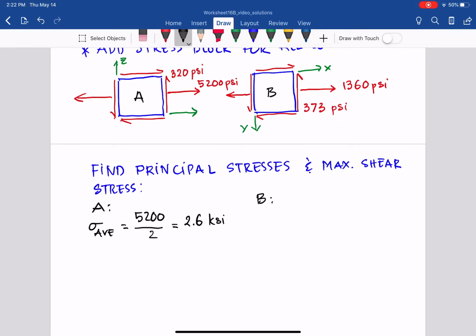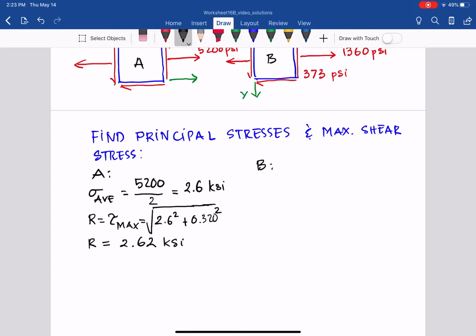And then we have tau max, which is the radius. Tau max equals the square root of sigma average squared plus tau xy squared. So it will be 2.6 squared plus 0.320 squared, and that equals 2.62 ksi.